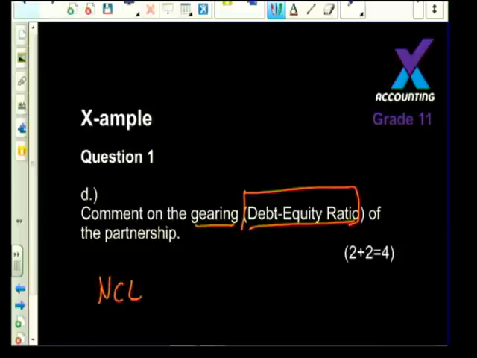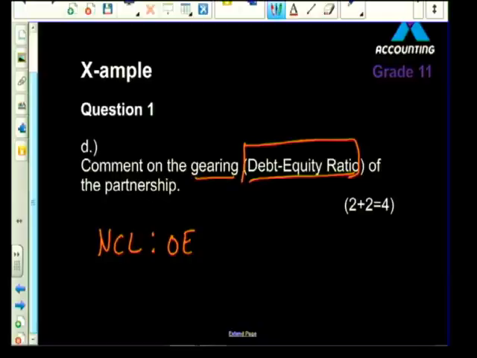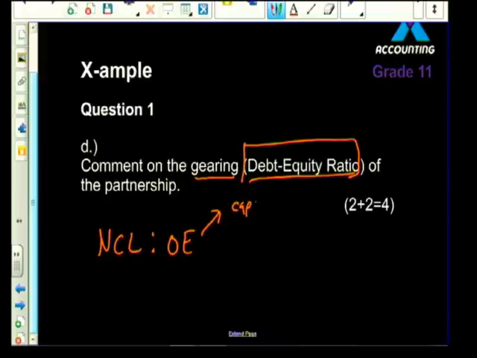Non-current liabilities, which I'm just going to abbreviate here to save time as NCL, to owner's equity. Okay, so non-current liabilities to owner's equity. And in this case, we're dealing with a partnership, so we need the owner's equity of the partnership as a whole. What you should remember from when you did the partnership ledger accounts is that the owner's equity of the partnership is equal to the capital accounts plus the current accounts of the two partners, which is what has been put in as capital, as owner's equity for the business.